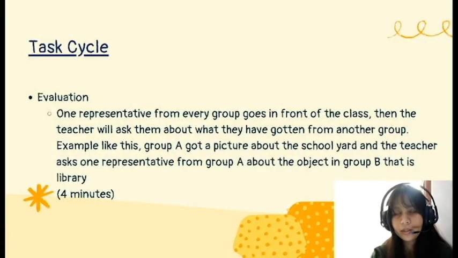So the last one is evaluation. Here, one representative from every group goes in front of the class and the teacher asks them about what they have gained from the other group. For example, group A got a picture about the school yard. Here, the teacher asks one representative from group A to explain about the objects in group B, which is about the library. It is also part of preparation, where after they exchange information and return to their own group, they have to put together all of the information as the result. So it can be done orally.